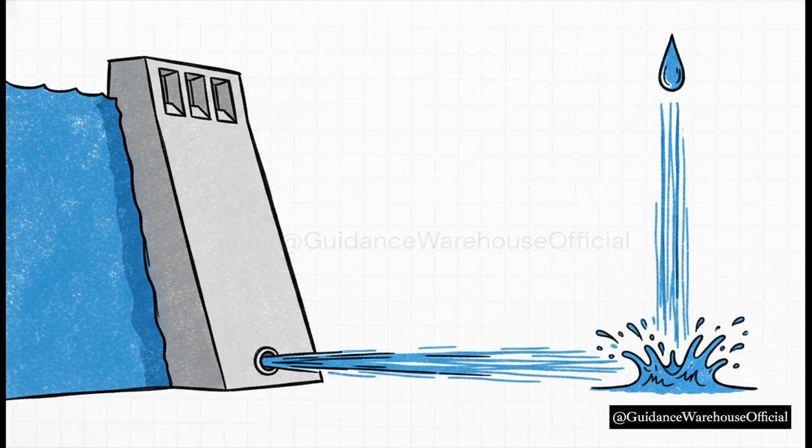This gives us Torricelli's theorem. The velocity of the water escaping the dam equals the square root of 2gh. Interestingly, this means the water flows out at the exact same speed it would have if you simply dropped a drop of water straight down from the top of the reservoir.